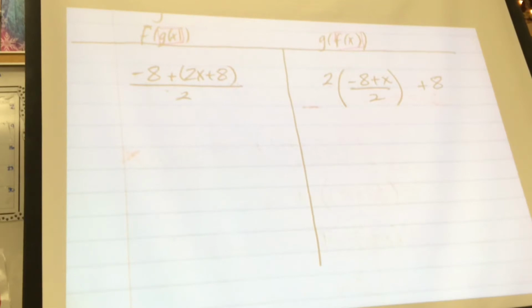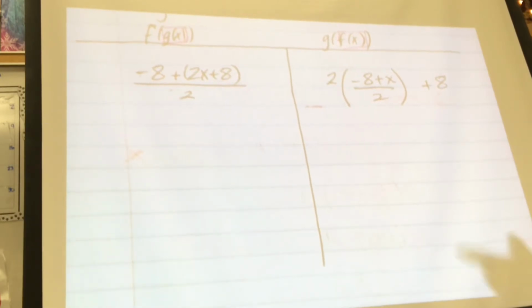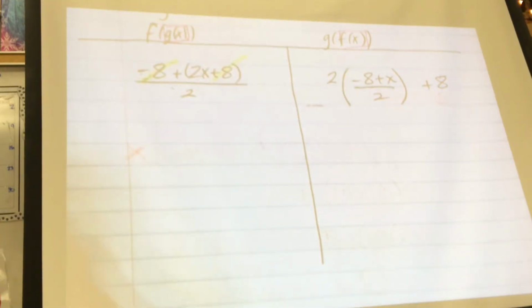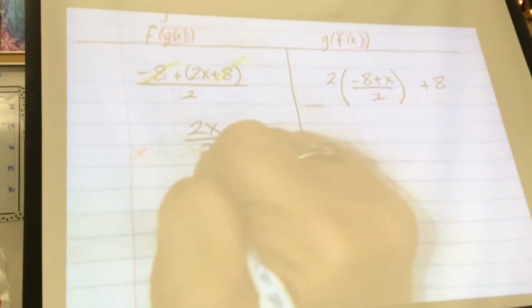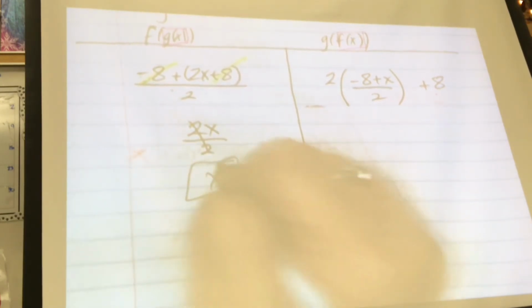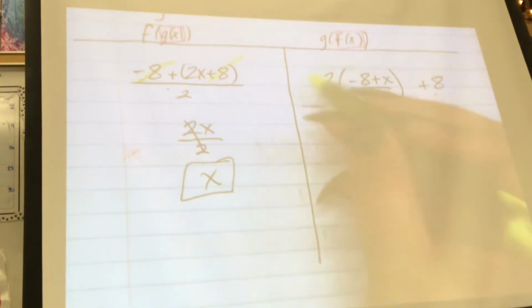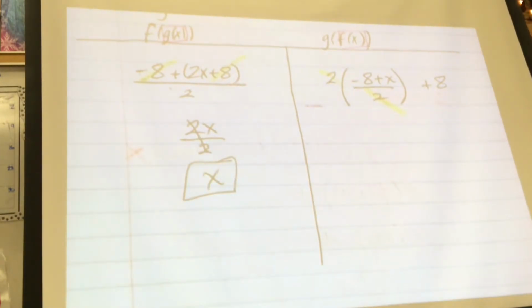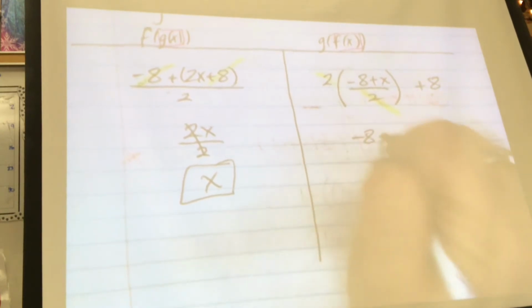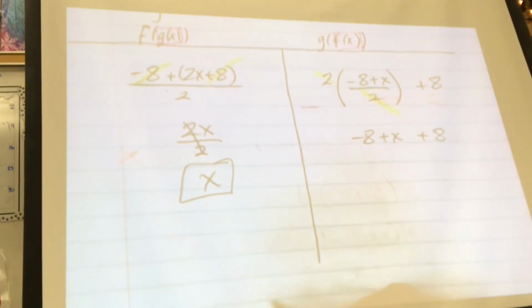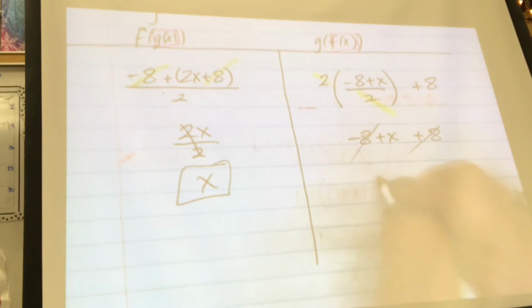Please excuse my dear Aunt Sally at this point. Make sure you do PEMDAS. There's a plus sign here, so basically -8 plus 8, these are going to go away. So I'm left with 2x over 2. These cancel, and I'm left with x. Here I have this 2 and this 2, so I know these are going to cancel. So I'm left with -8 plus x, and then plus an 8. These go away, and I'm left with x.